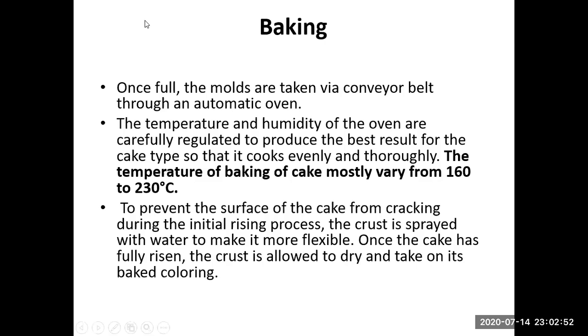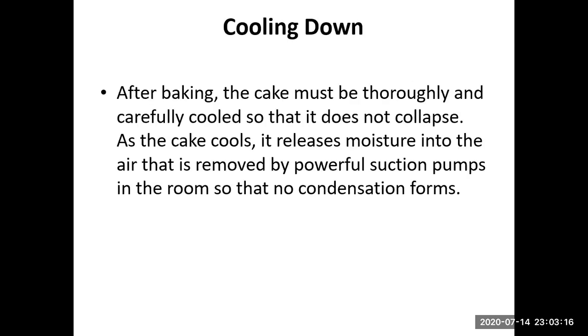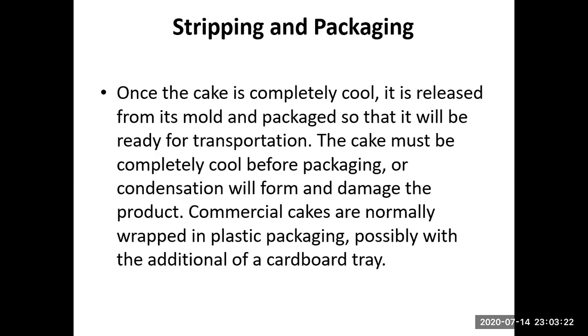Okay, and sometimes what happens? The surface of the cake can be cracked. Why that crack? Due to dryness. For that reason, some water will be sprayed on the upper side of the cake to prevent the cracking, so that it will not dry. And after baking, it will go to the cooling section through a conveyor belt, and after that cooling, it will go for stripping and packaging. Okay, so that was our preparation of cake from mixing to packaging section.